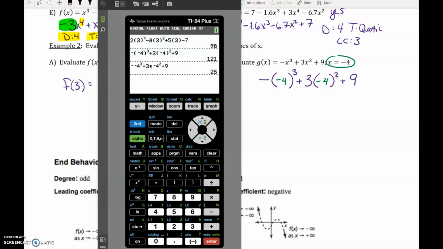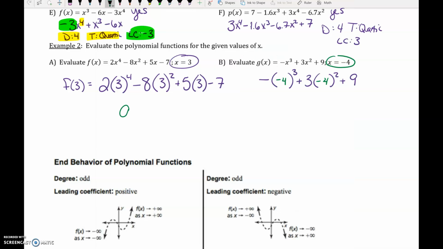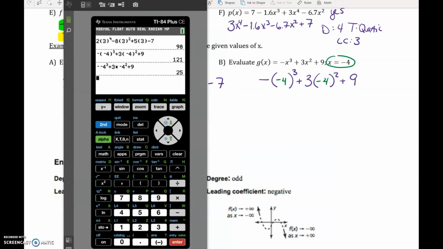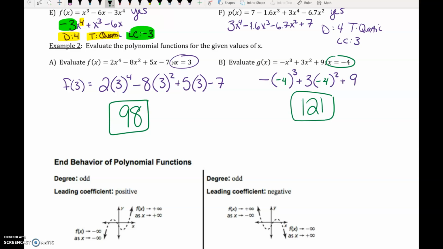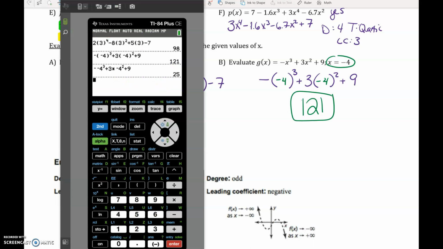Okay, example 2a, you should get 98 if you plugged it into the calculator correctly. 2b, I plugged it in 2 ways. The first way I used the parentheses as I said, and I got 121. The correct answer here is 121. If you put it in your calculator without parentheses, you would have gotten 25 because your calculator is doing the exponent and then sticking the negative on the front, which is not always correct. That's not what we're intending. You want to square negative 4, not do 4 squared and then stick a negative on it.